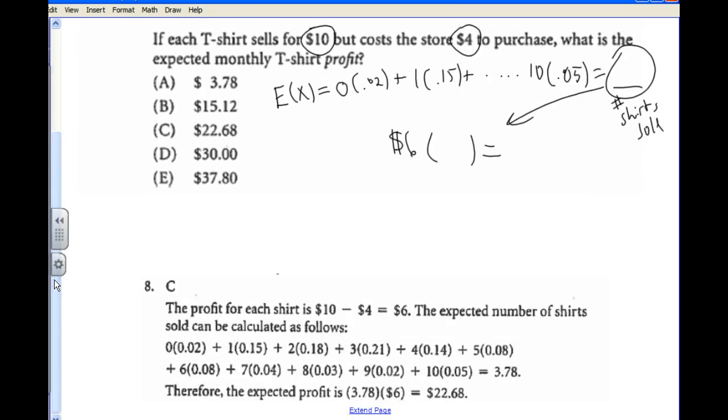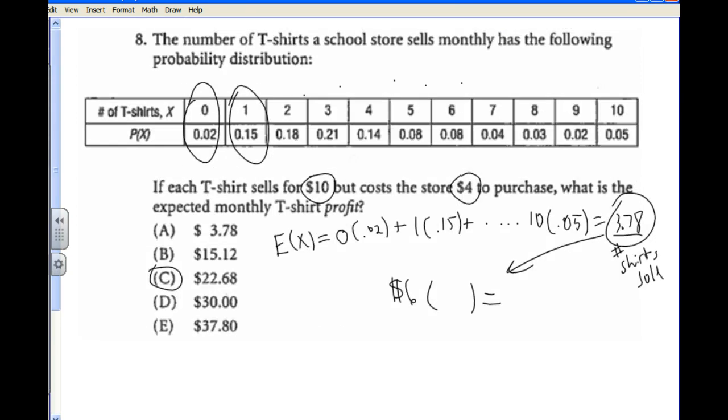And I'm not going to bother to do all the work, but if you add that up, you get 3.78 for the number of shirts. And then you multiply that by $6 profit, and you get a total of 22.68. So the correct answer was C there.